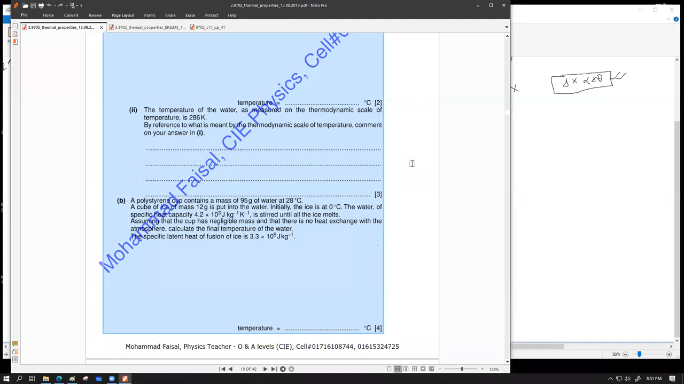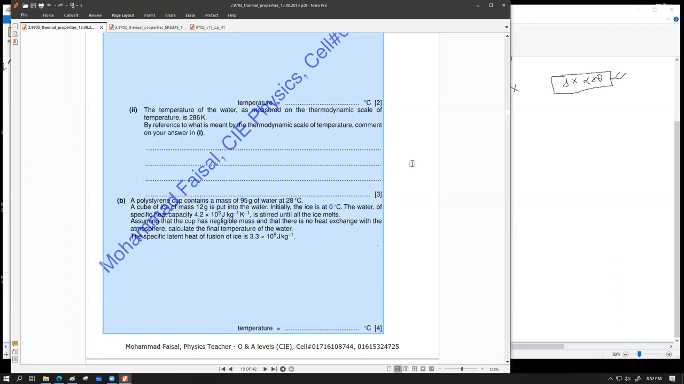This is a 3-mark question, which makes it quite important that we understand what the question is about. By reference to what is meant by the thermodynamic scale of temperature, comment on your answer in 1. Now, comment is a vague term. You cannot very well specify what they are asking. It's not a state and explain kind of question, which is a bit specific, or a describe question where you essentially go for the happening, not the reason for the happening. Comment could actually be a lot of things. So you have to know specifically what the examiners are going after for this temperature.